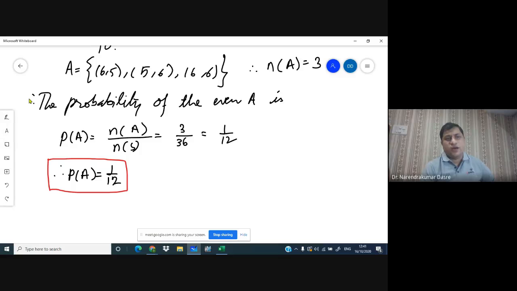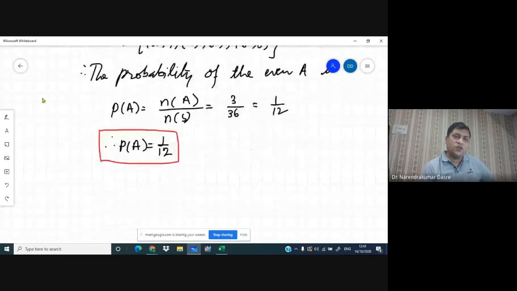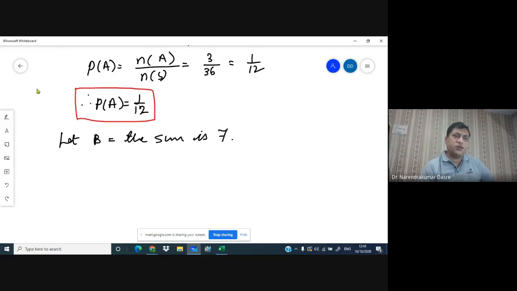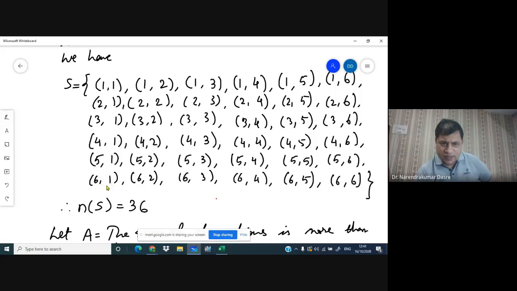Now, what is the next event we have? The sum is 7. Let B be the event: the sum is 7. So you can see the observations and find where the sum is 7. It is 6 1. If it is 6 1, start the line from 6 1 and draw that line diagonally.